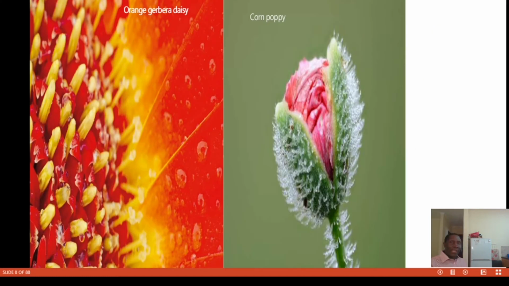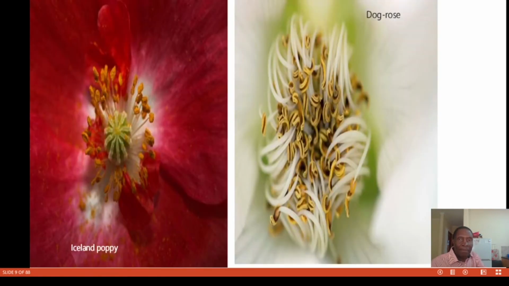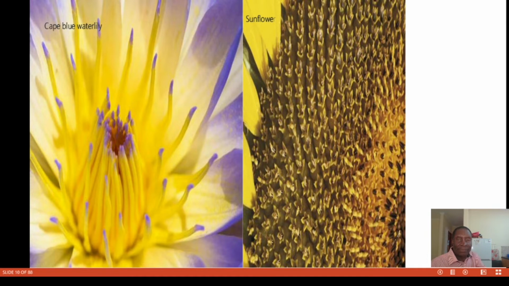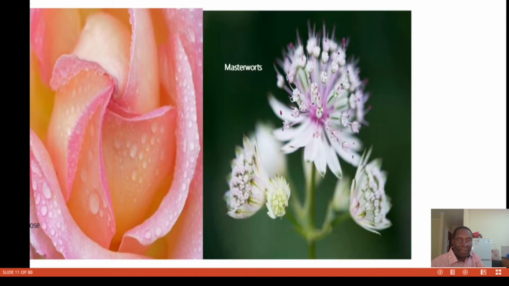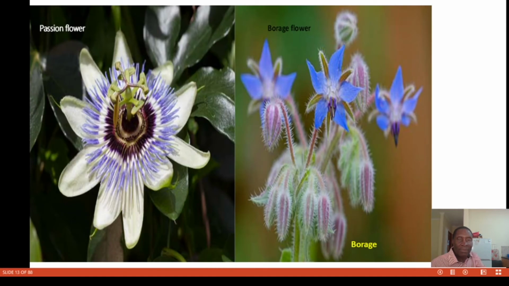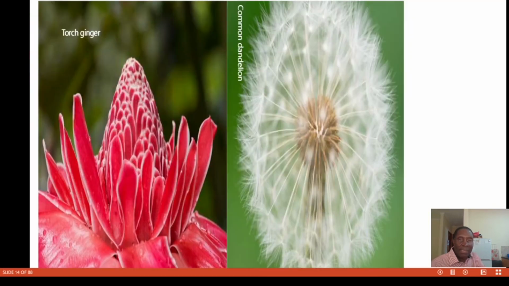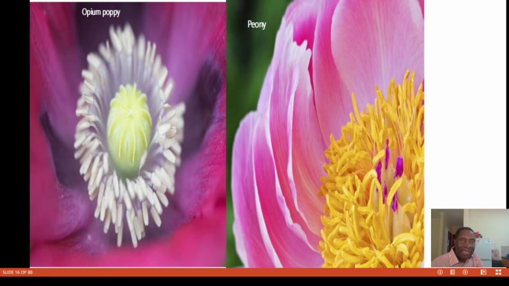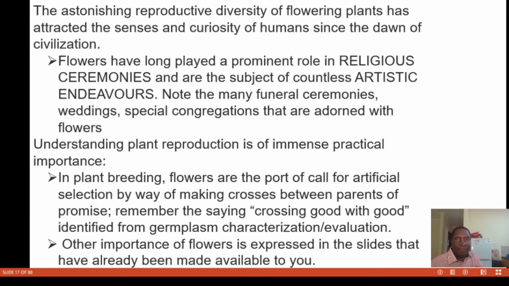What I want to show here very quickly is really the enormous diversity in the flower colors, in the flower morphology. They are just amazing, amazing.